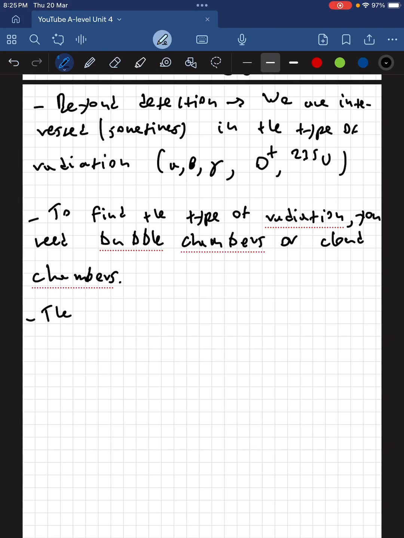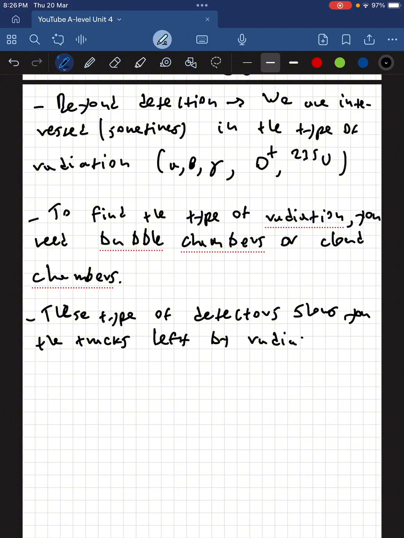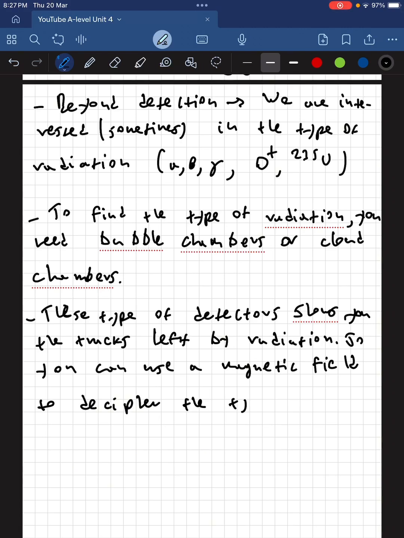This type of detector shows you the tracks left by radiation. I forgot how to write, I'm sorry guys. So you can use a magnetic field to decipher the type of radiation.